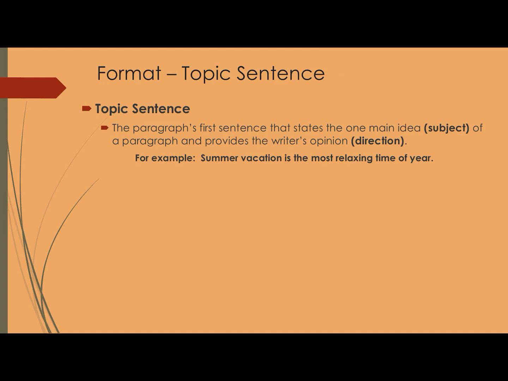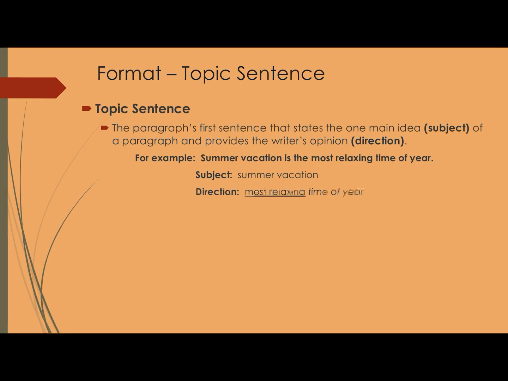Oftentimes in academic writing at the high school level, you're doing some kind of argumentative writing. So we're going to call the writer's opinion the direction of a paragraph. So if you look at the example that I have written, it says summer vacation is the most relaxing time of year. If you think about the subject, what we're talking about, it's summer vacation. But what's the writer's opinion or the direction of summer vacation? It's that it's the most relaxing time of year.